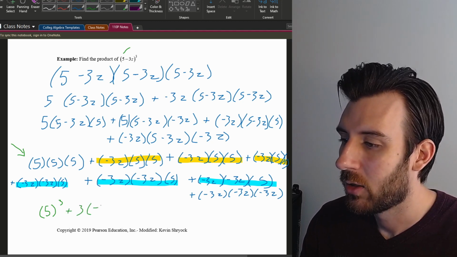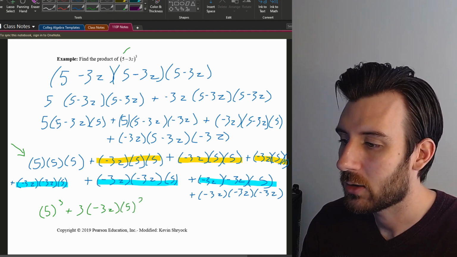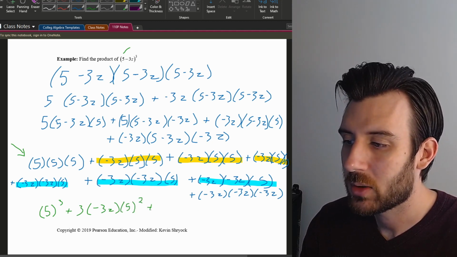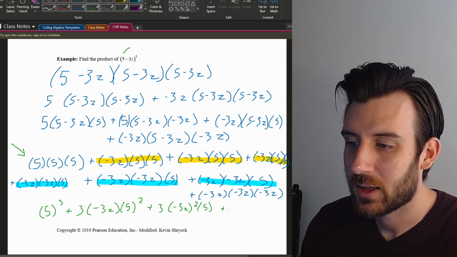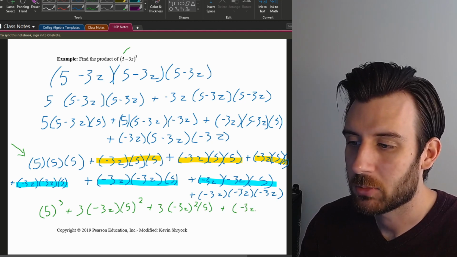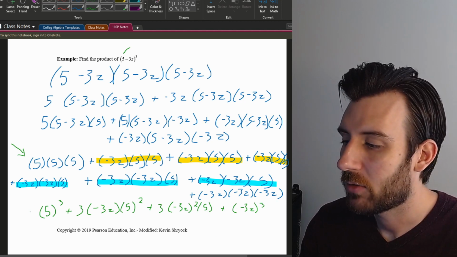repeats where the negative 3z occurs once and the 5 occurs twice. And then we're going to have 3 more of those from when the negative 3z occurs twice and the 5 occurs once. And then lastly, we have the instance where negative 3z just gets multiplied by itself 3 times. You can feel free to go ahead and simplify all this out.